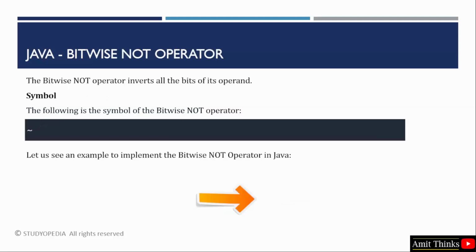Let us start. As the name suggests, bitwise NOT inverts all the bits of its operand. Like for 0 it will be 1 and for 1 it will be 0. The following is the symbol of the bitwise NOT operator. So let us see an example.